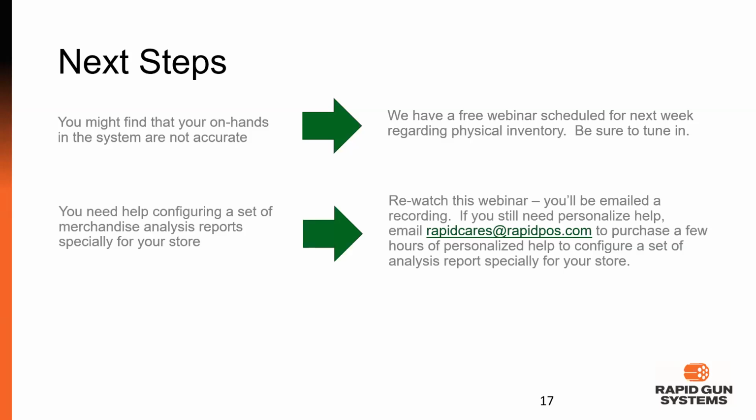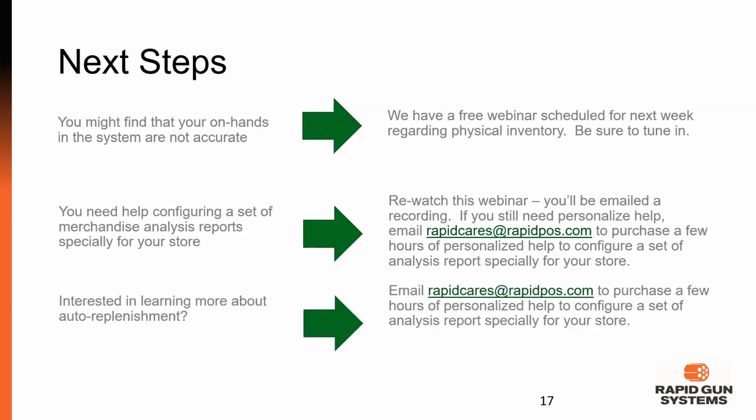As well, I encourage you to go rewatch this video, configure a set of merchandise analysis specific for your store's reporting needs, and save those off as saved parameters. Revisit this video for assistance on that. If you want some one-on-one personalized time, email into Rapid Cares at Rapid POS and we'll be happy to set up a time to work one-on-one with you and get you the reports you need with the parameters that make sense to you. And lastly, one more time, when you've got all of this information in front of you, if you're ready to automate your replenishment, touch base with us. We're happy to walk you through. And if we hear enough interest on the auto replenishment, we'll hold a webinar on it.